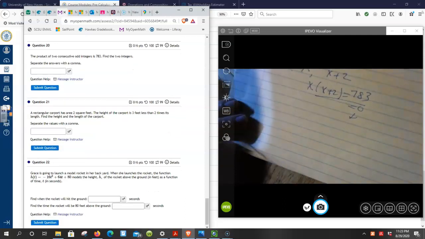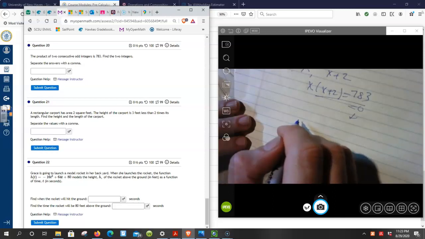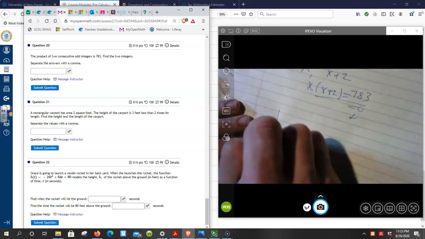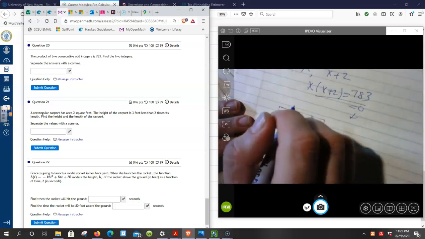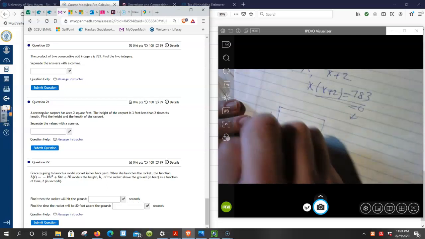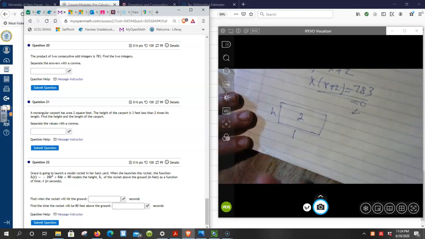And then the last one there I'll do with you. So a rectangular carport has an area of 2 square feet. That's really small. The height of the carport is 3 feet less than 2 times its length. Okay. So all right. Find the height and the length. All right. So the height and the length, and the whole thing multiplies to 2. That's what they're saying. So the height of the carport is 3 feet less than 2 times its length.